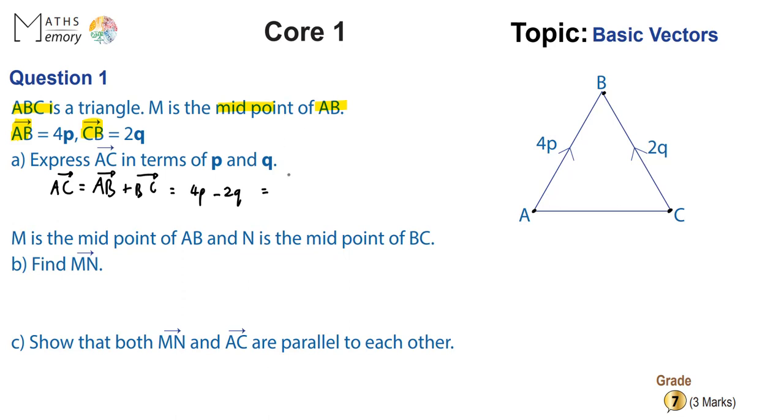Now, there are two things you should realize at the end of a question. You should always have the positive vector, or the positive term, first, and you should factorize it as well. So this is already a positive term, 4P. So what we'll do, we'll factorize this. 2 goes into both 4 and 2. So 2 and 2P minus Q, that will be your vector.